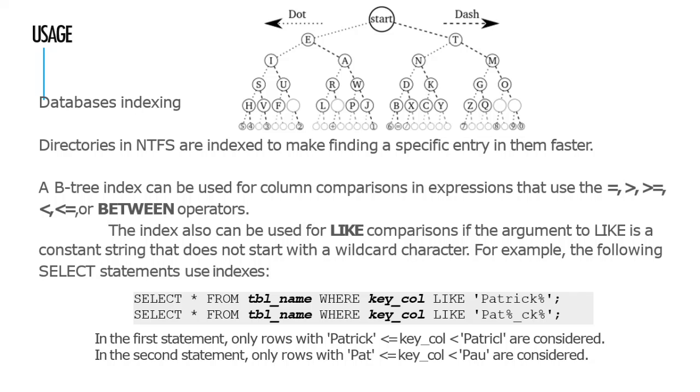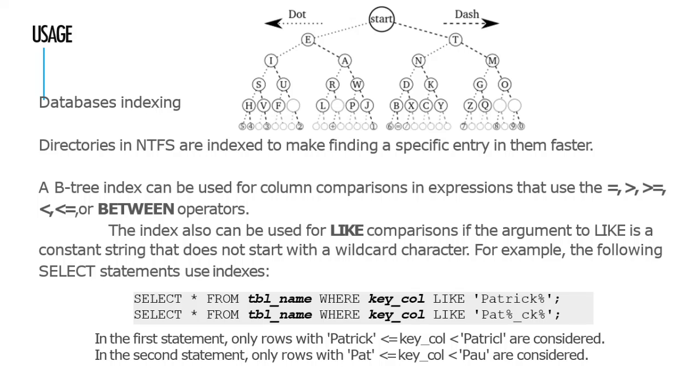Directories in NTFS are indexed to make finding a specific entry even faster. A B-tree index can be used for column comparison in expressions that use equal, greater than, greater or equal, less than, less or equal, or between operators. The index can also be used for LIKE comparison if the argument to LIKE is a constant string that does not start with a wildcard character. For example, the following select statements use indexes.